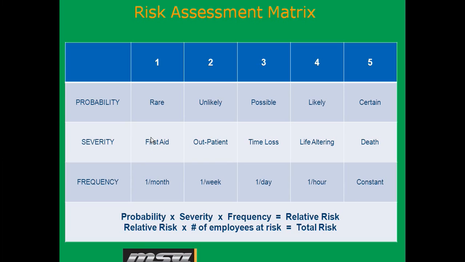But the frequency, how often am I changing sections at our dealership? Well, I'm doing a cutter bar once a week. So I would take 4 times 1 times 2, and that would give me a relative risk of 8.